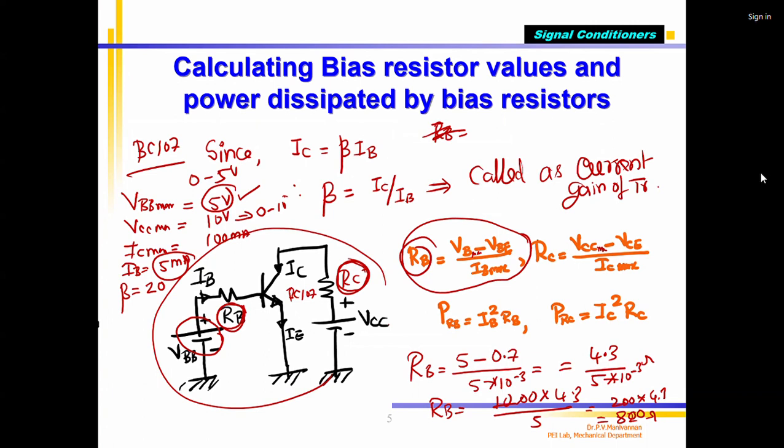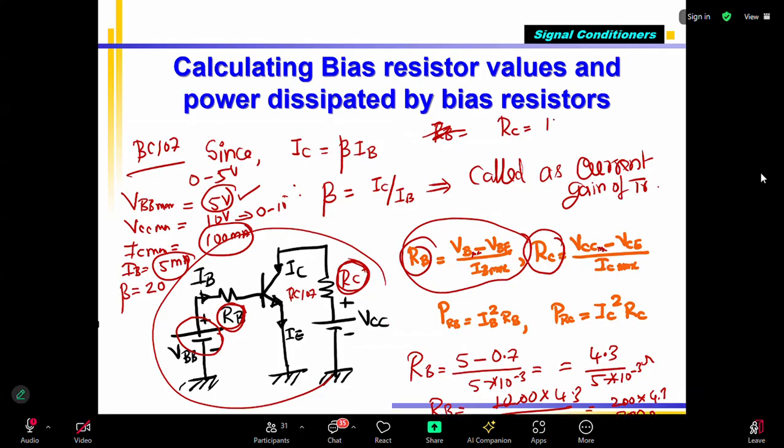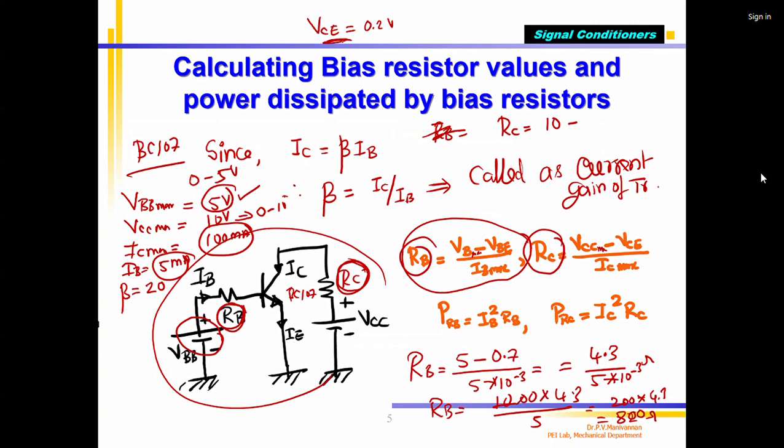So the next thing is finding the RC value. While you find the RC value, note down this formula: RC equal to VCC max minus VCE divided by IC max. IC max is already given, 100 milliamps. So RC equal to VCC max, 10 volts, minus VCE. Note down, VCE will be equal to 0.2 volts when IB equal to IB max.